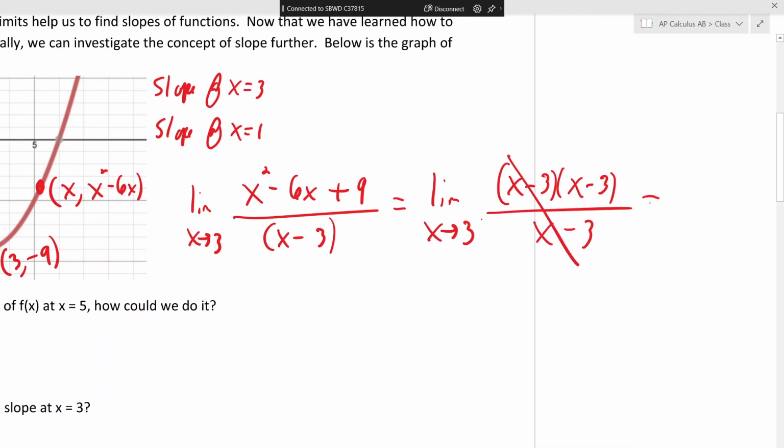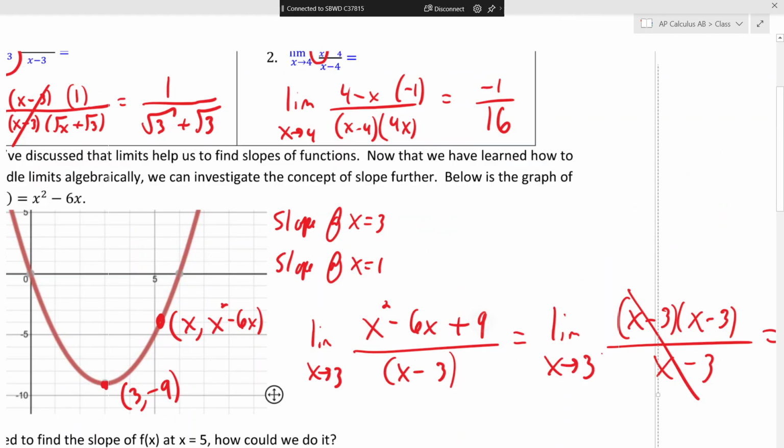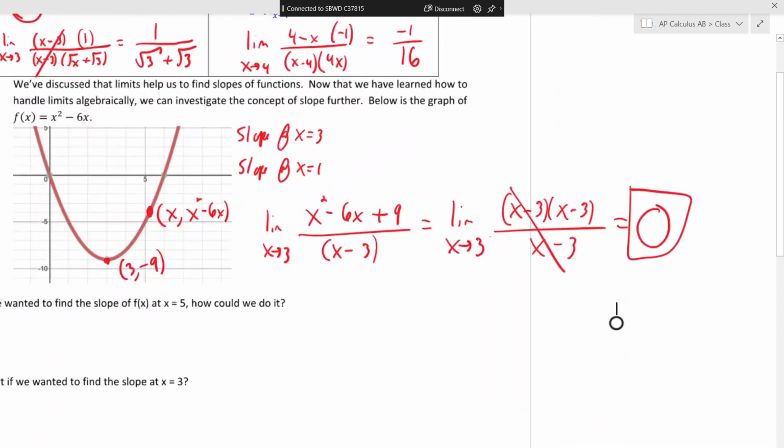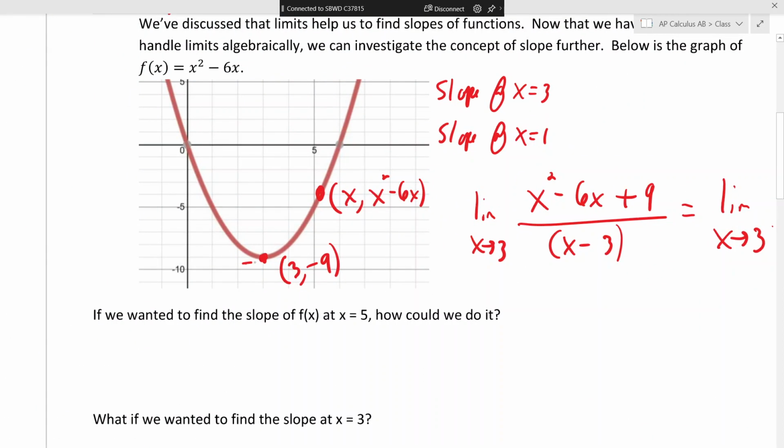When you plug a 3 into that, you get 0. And I know you don't like 0 as an answer. You're like, what did I do wrong? But 0 is the answer here. The slope of that curve at (3, -9) is 0. You can see it right here. It's flat down there.